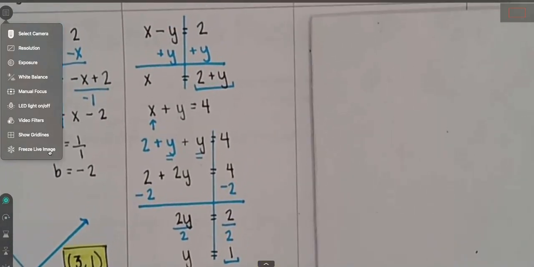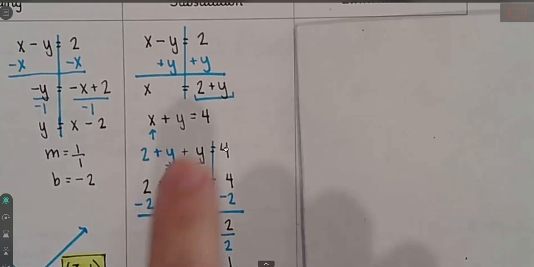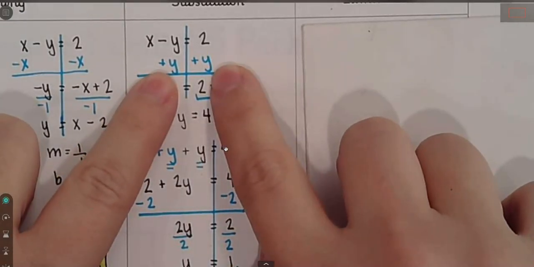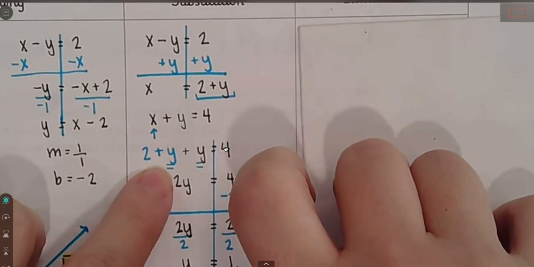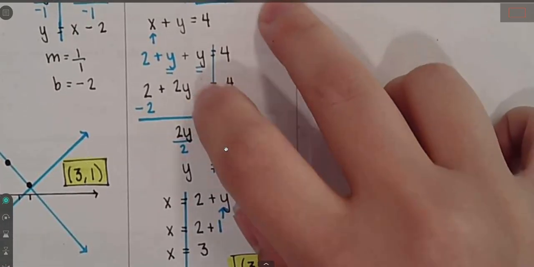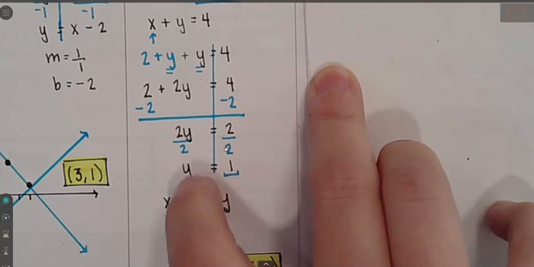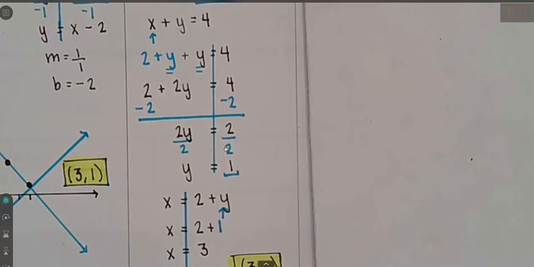All right, so I chose to solve for x. You might have chosen to solve for y, and that's perfectly fine. When you solve for x, you're going to want to add y to both sides. x equals 2 plus y. I took this and I plugged it in for x here. 2 plus y equals 4. Combine like terms. y plus y is 2y. I'm going to subtract 2 from both sides. 2y equals 2. Divide by 2, and y equals 1.